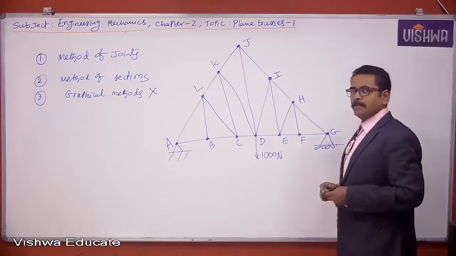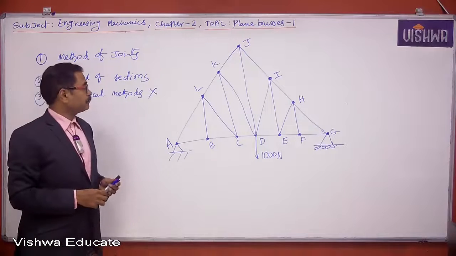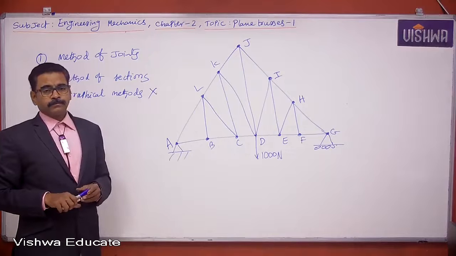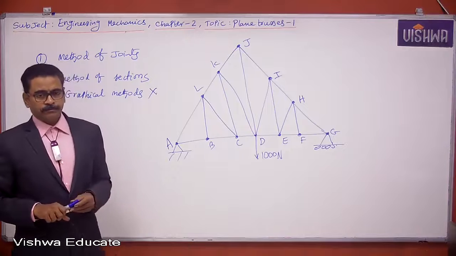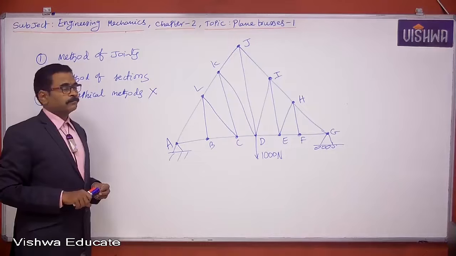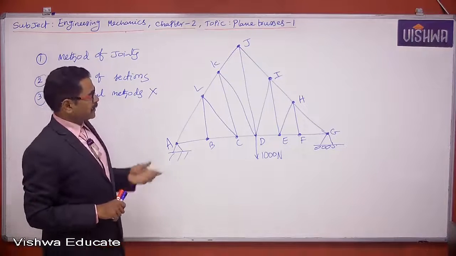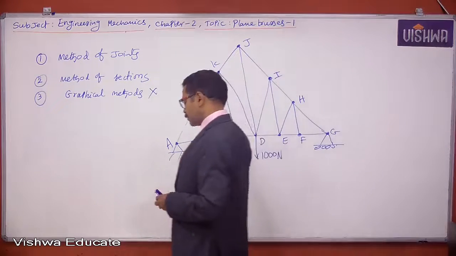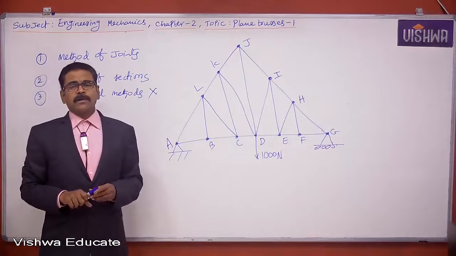So all of you copy. We try to understand the third shortcut. So here a truss is formed with a number of elements, right? And this truss is carrying an external load of 1000 newtons at joint D. Let us try to examine which member carries zero load.